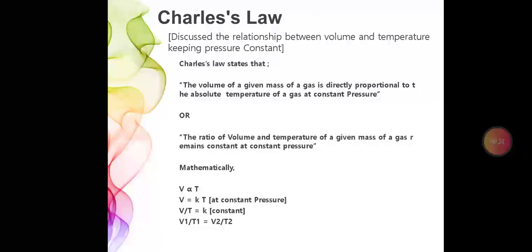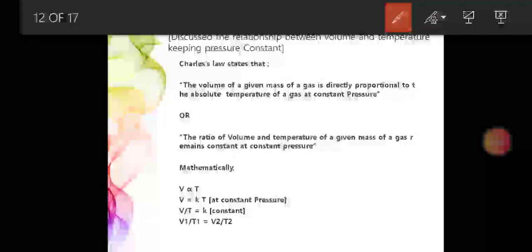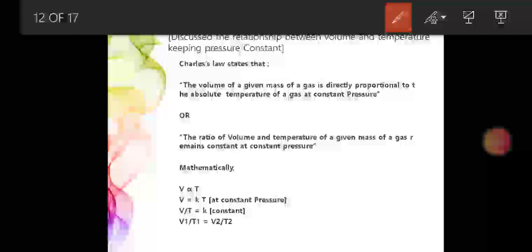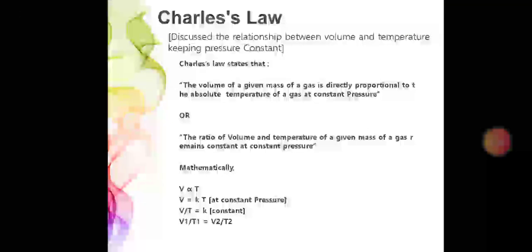Mathematically, V is directly proportional to T. As we remove this proportionality sign, we place proportionality constant K, and we shift this T to the left side, and the relationship becomes V over T is equal to K, where K is proportionality constant. Hence the relationship becomes V1 over T1 is equal to V2 over T2 is equal to constant.